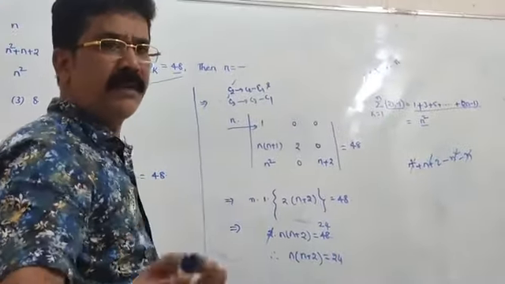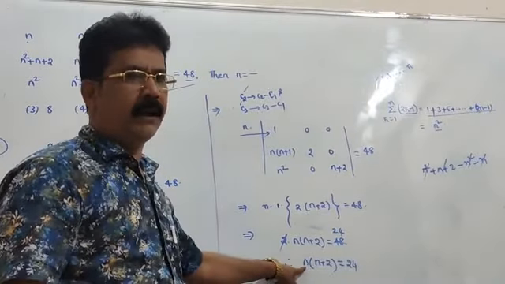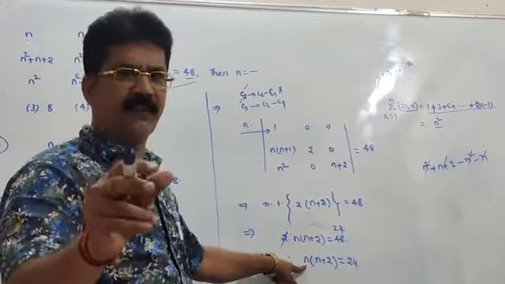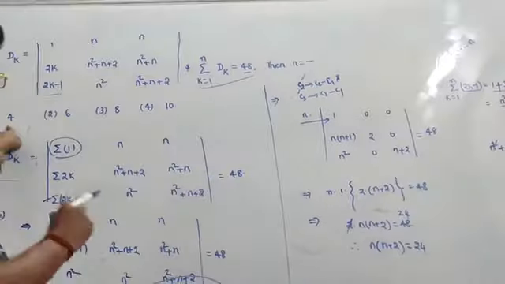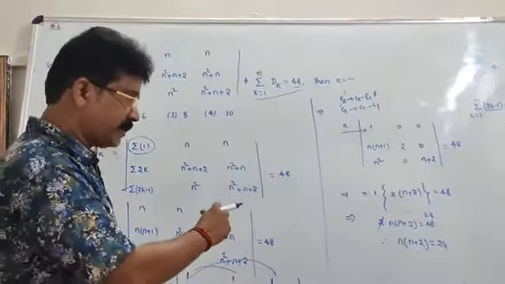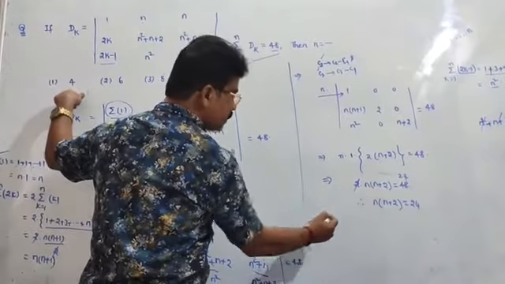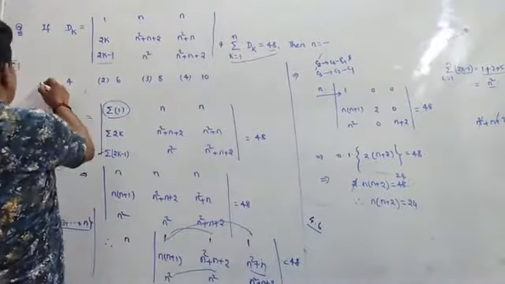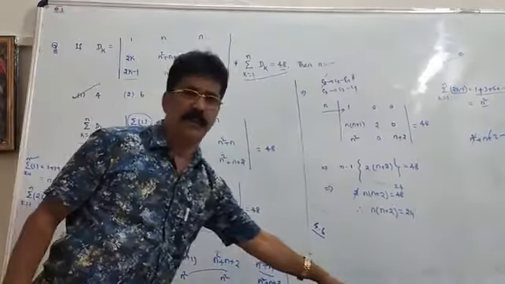To save time in the examination hall, please don't open this bracket and don't obtain the quadratic equation. It is merely a waste of time. Therefore, what is the shortcut method? Observe the first option. Put the first option, n equal to 4. 4 into 4 plus 2, that is 6; 6 fours are 24. So the first option is verified. Hence the problem.